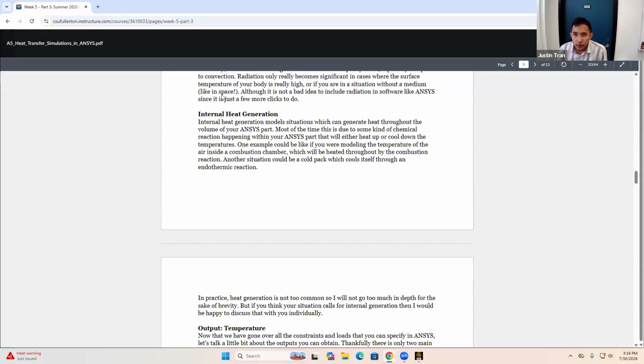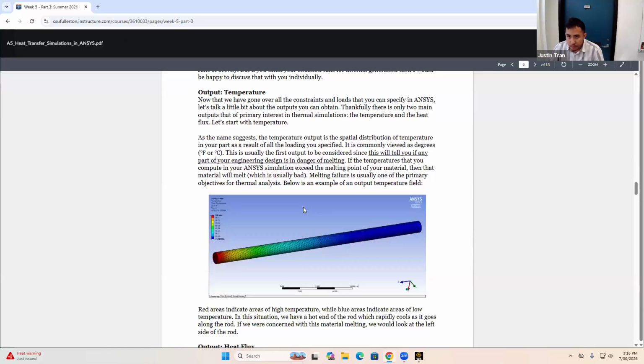Another thing that you can do for your thermal simulations is have what's called internal heat generation. If your material is able to generate heat or absorb heat, then you can incorporate that as well. This is pretty rare, I would say. Most materials are pretty benign in that they're not going to be producing heat. It's only if you were simulating, let's say, a cold pack or a heat pack, where there's some kind of chemical reaction taking place that's generating heat. Most of the time, you're not going to consider internal heat generation, but the capability is there within ANSYS if you have that kind of niche scenario. And so that's all the boundary conditions.